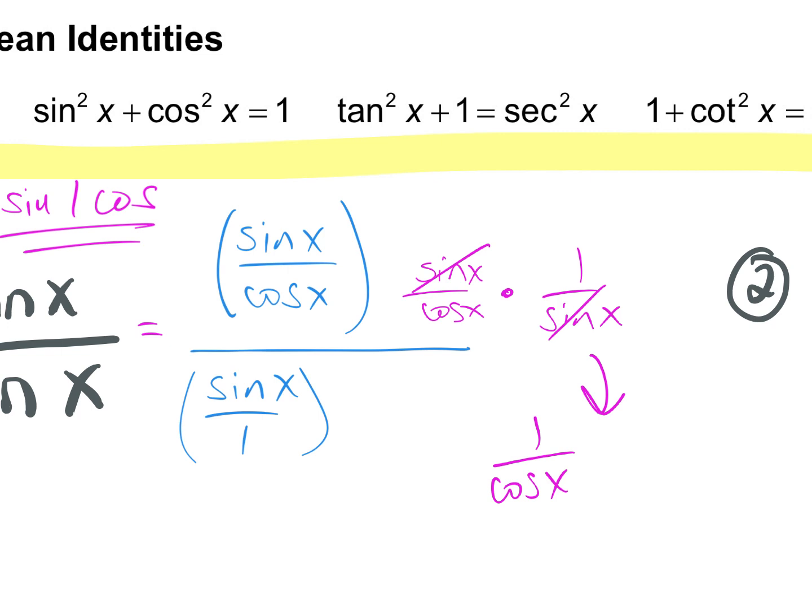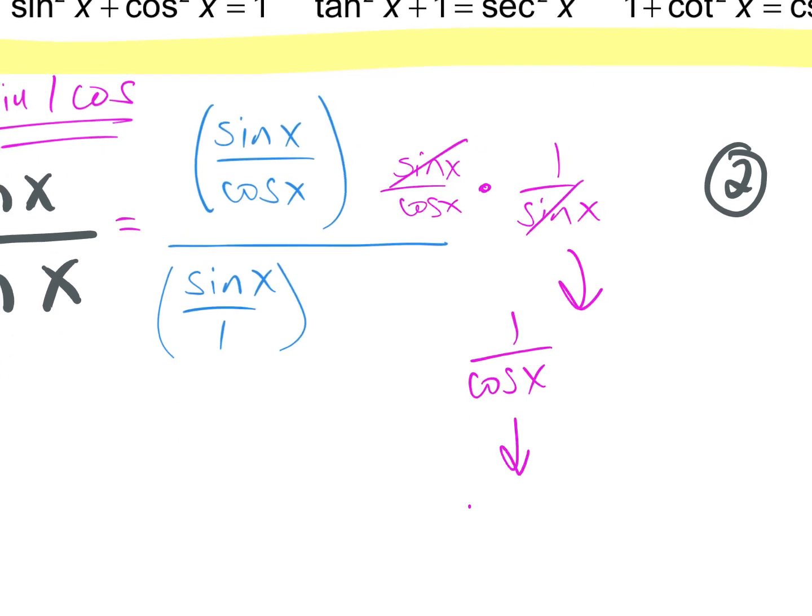And I understand I keep telling you that sine and cosine are the 2 most basic trig functions. They are. But you can simplify this a little more because we don't consider fractions simplified. What is 1 over cosine the same as? Secant. So this would be secant x. And there's your answer.